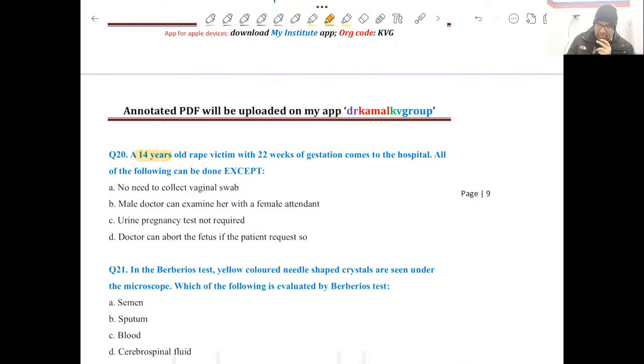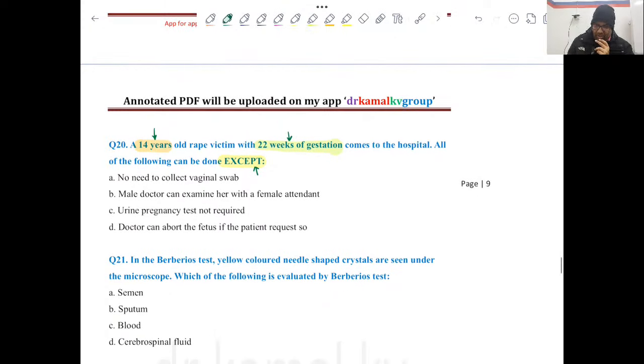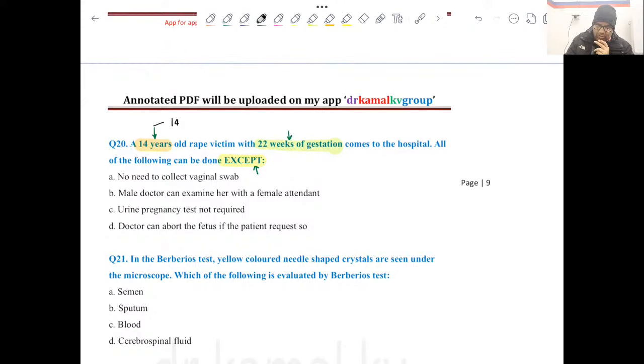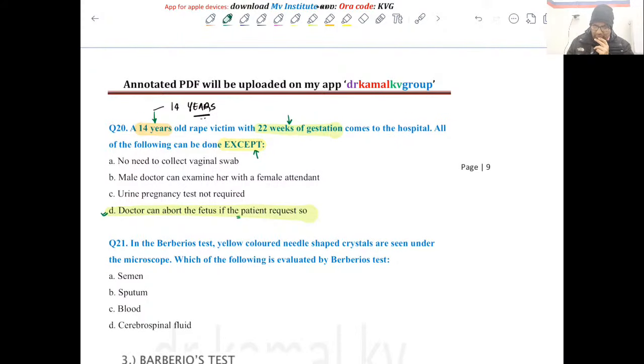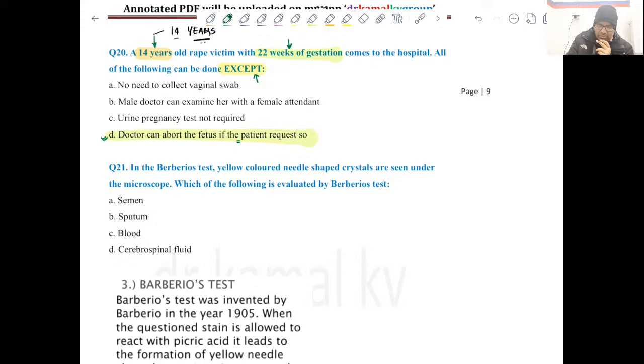Now, a 14 years old rape victim with 22 weeks of gestation comes to the hospital. Now, what should you not do? In a 14 years girl with 22 weeks of gestation, what is not true? Now here, the very first thing which you need to remember is 14 years. And the thing is whether the 14 years old victim is well grown to give consent, so that is important here, right? So this is absolutely wrong here. Clear? That's why the answer is this, because at 14 years consent is invalid. So if the patient requests so, we cannot follow the desires, right? So this is specifically in relation to the age.